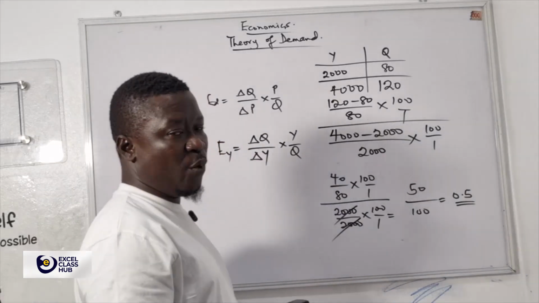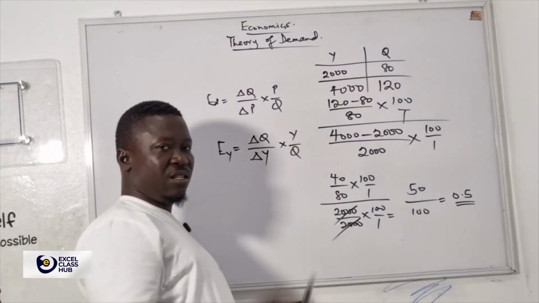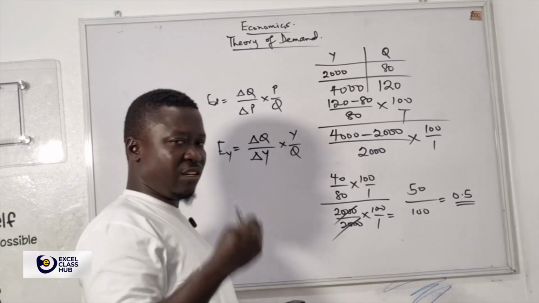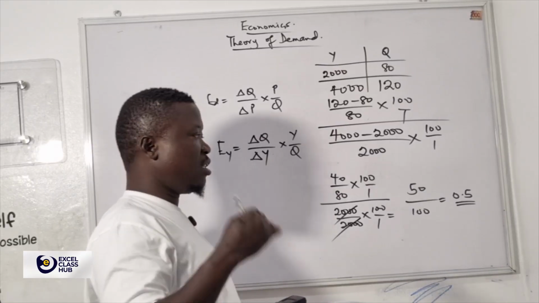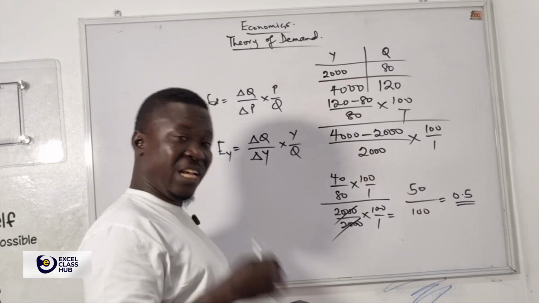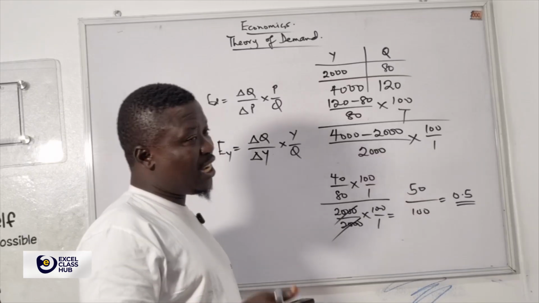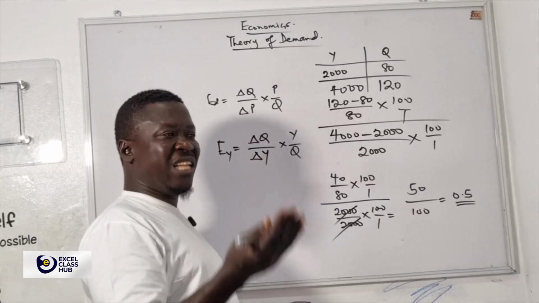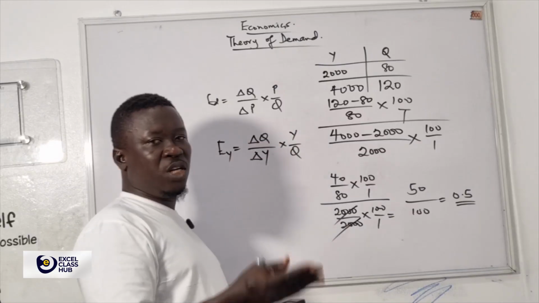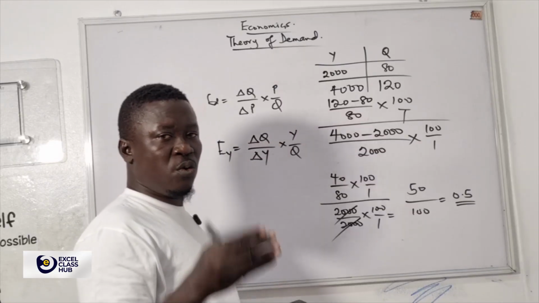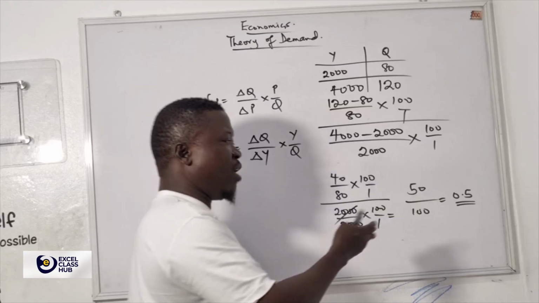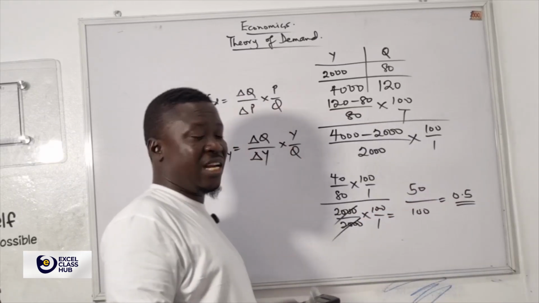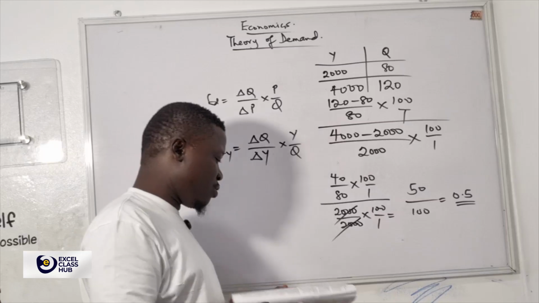You can see when the income increases, the quantity of goods demanded also increases by 0.5. Is this an inferior good? No, it is not an inferior good because it increases. If it is now minus, then we call it an inferior good. What I mean by minus is when the value here is minus 0.5, it means that is an inferior good.